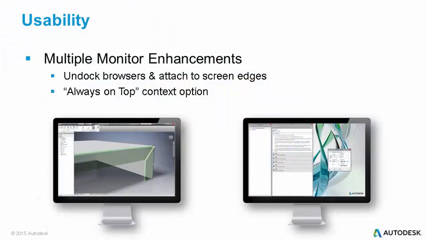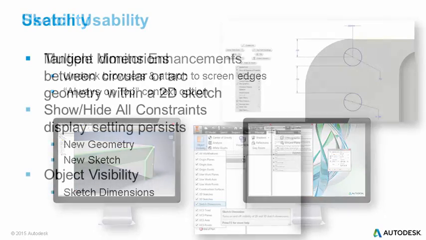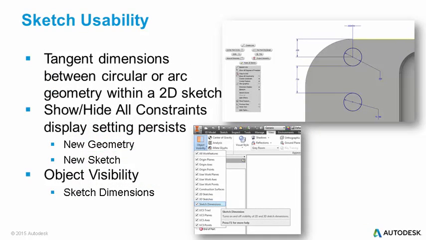Usability has also been improved in Inventor 2016 by adding multiple monitor enhancements. Things like being able to undock the browsers and attach them to screen edges, as well as an always-on-top context option. Sketch usability has also been enhanced in Inventor 2016. Tangent dimensions can now be added between circular or arc geometry within a 2D sketch. In addition, you can show-hide all constraints, and those display settings are persistent. There's also a new object visibility option that's been added, allowing us to filter sketch dimensions.